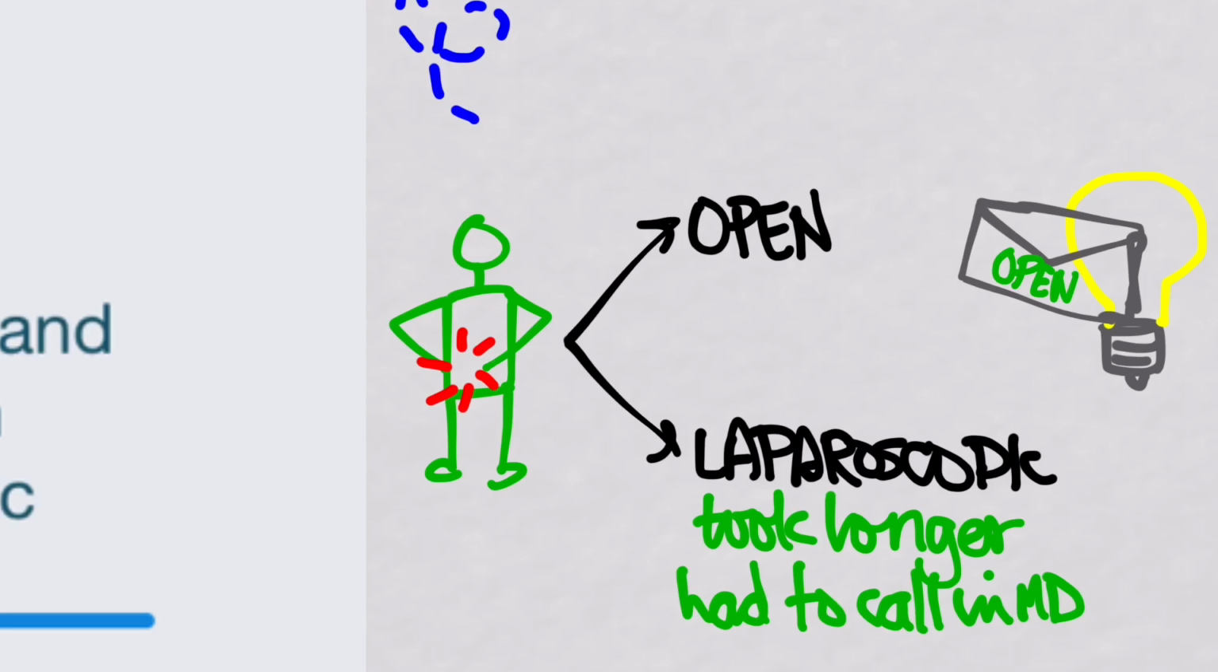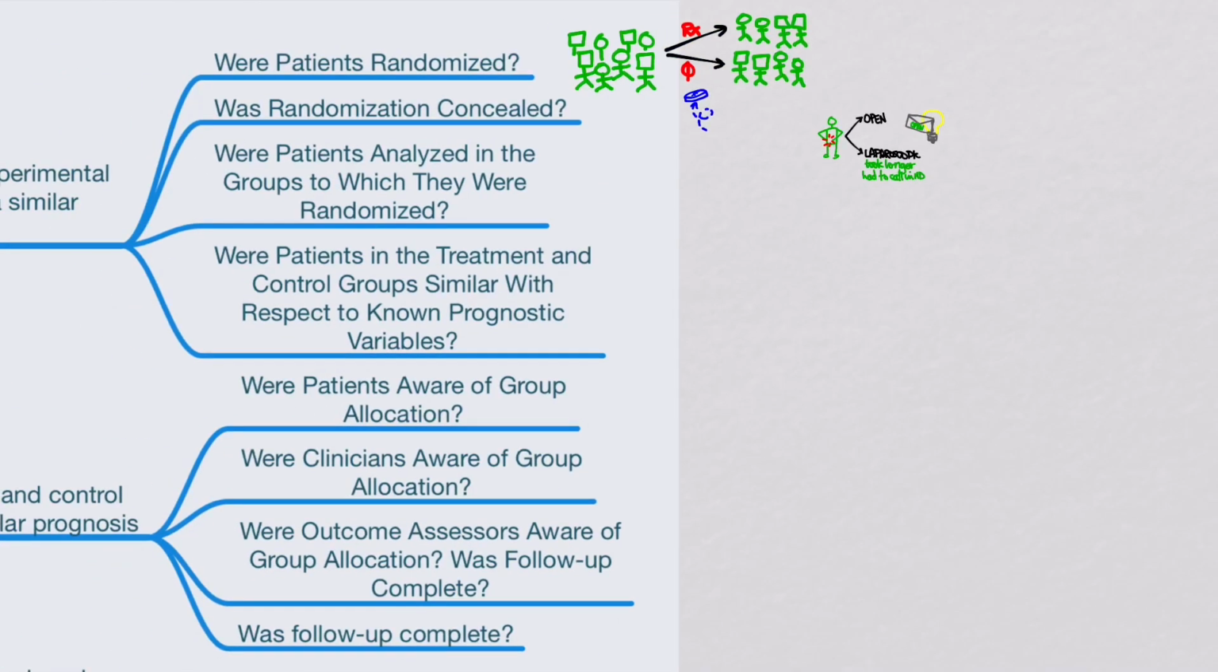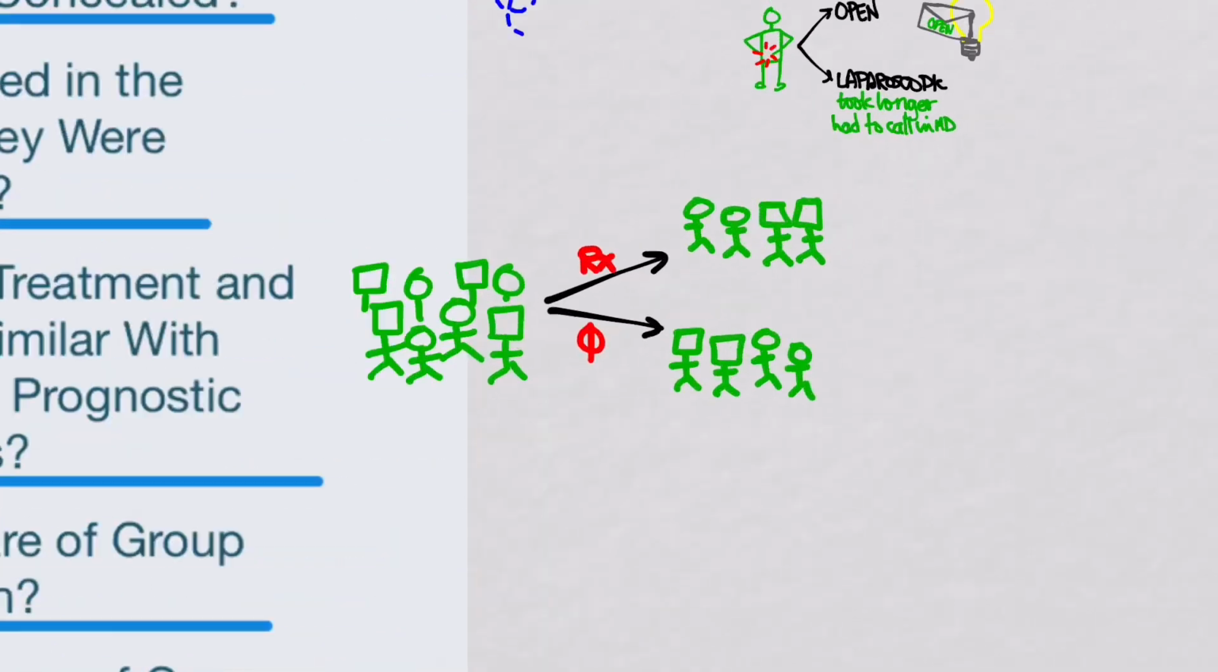And so the better way to do that is to call into some randomization center and they tell you open or closed. So the next question is, were the patients analyzed in the groups to which they were randomized? So let's take a look at this over here.